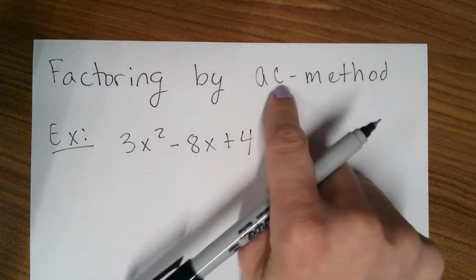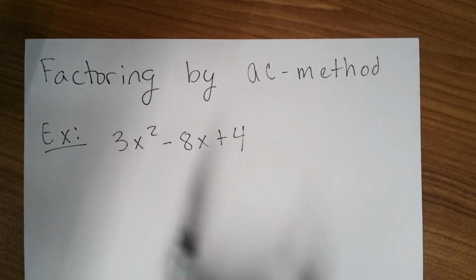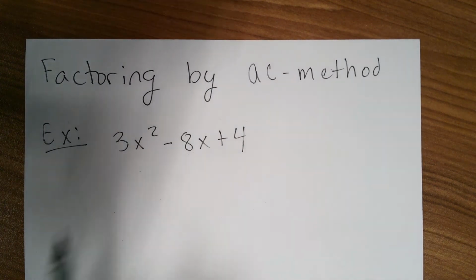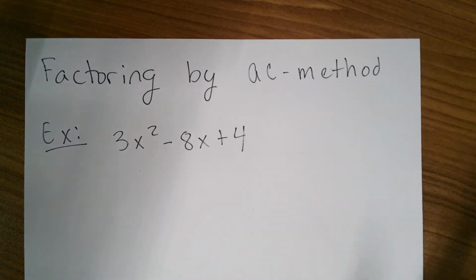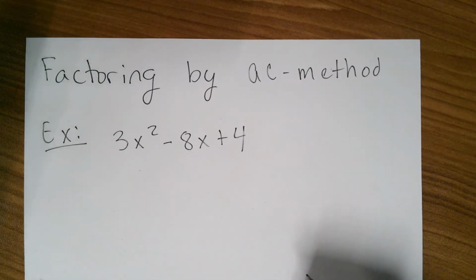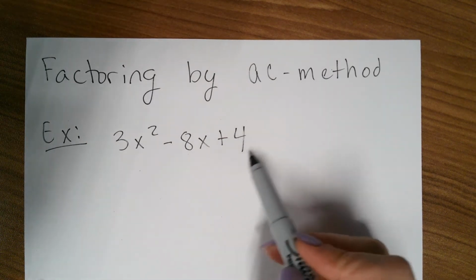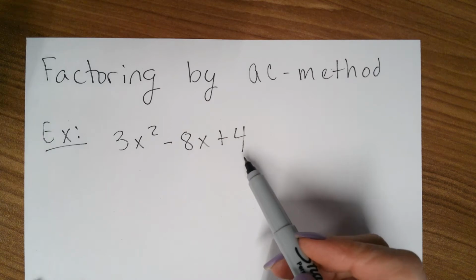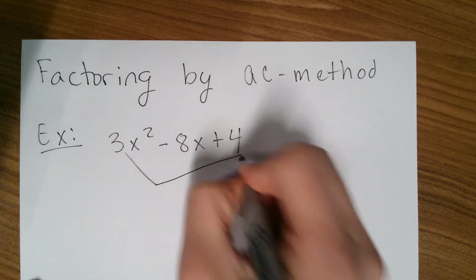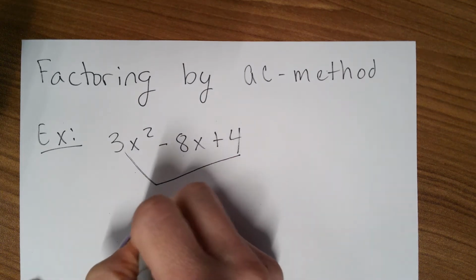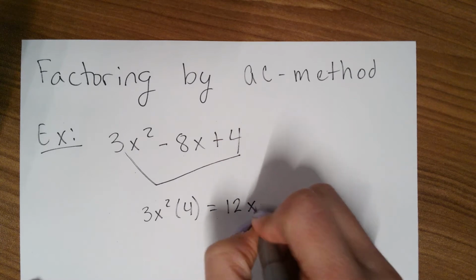So the AC in the AC method refers to taking, first of all, noticing this expression is in descending order. So I have x squared, x to the first, and then technically x to the 0 power. So it is in descending order. And A is talking about the leading term, and C is talking about the last term. So we're going to start off by multiplying these two terms together. So if I multiply 3x squared times 4, this gives me 12x squared.